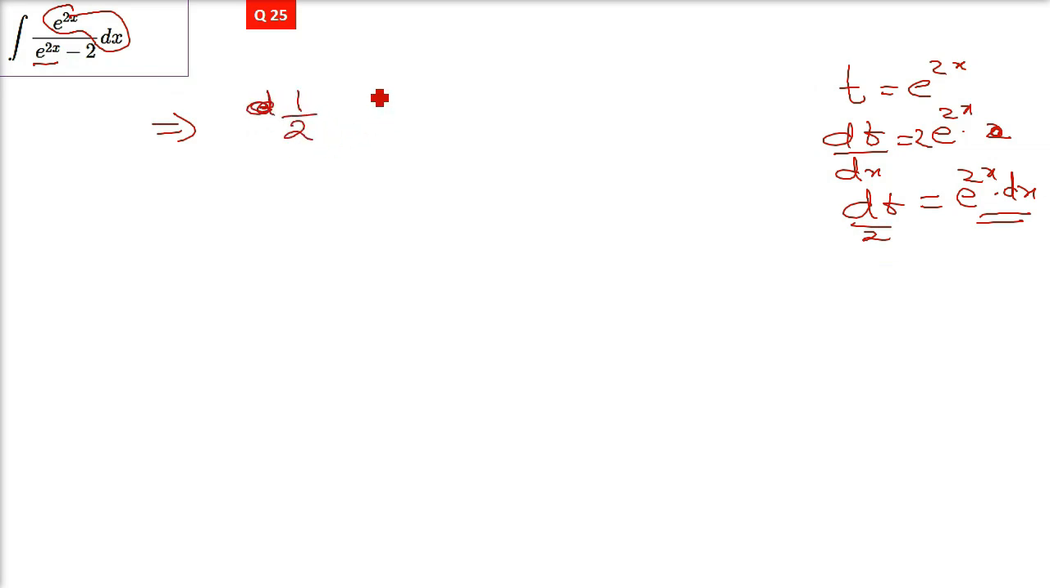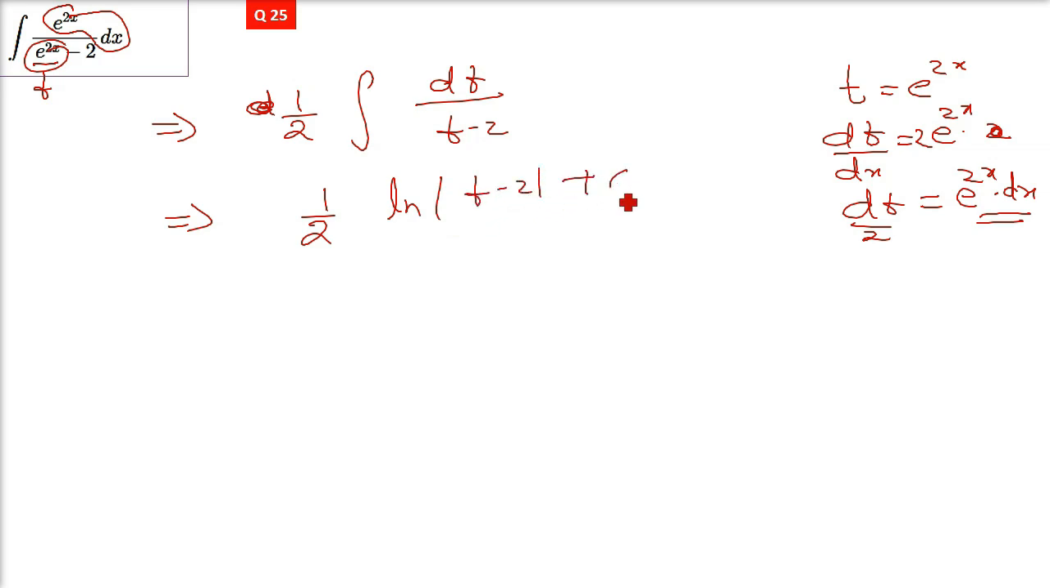Now this is 1 by 2. I'm taking it outside. Always take the constant outside. Dt is there, and e raised to x is nothing but t minus 2. It's quite straightforward now. We have done a few questions like this. So 1 by 2 ln, because there is no log given, so always type ln for it. T minus 2 plus constant of integration. T has to be the original thing, so half ln of e raised 2x minus 2, plus constant of integration. This is your final result.